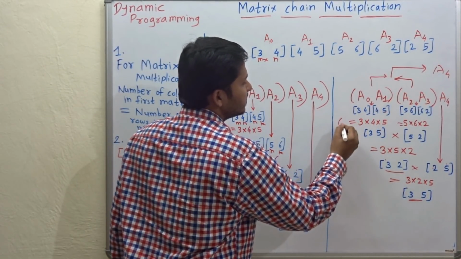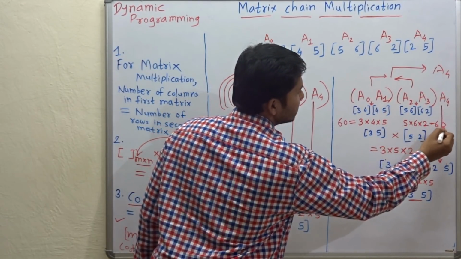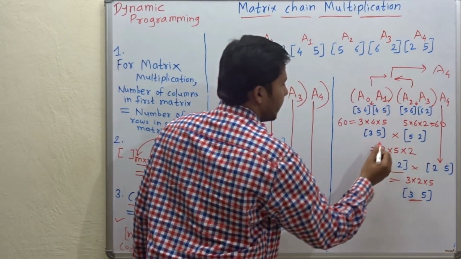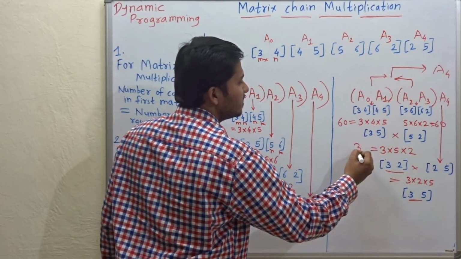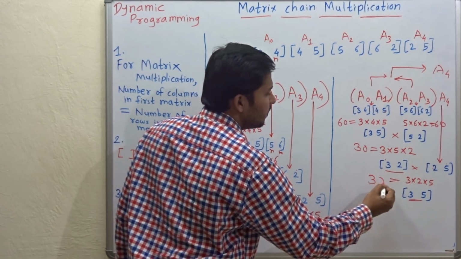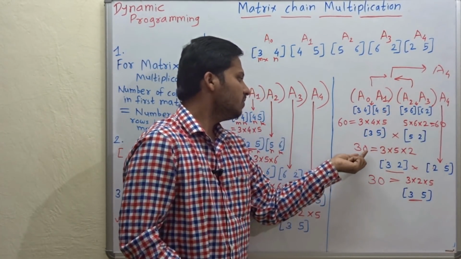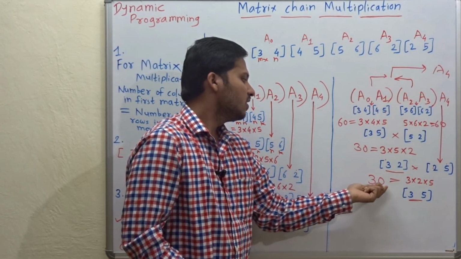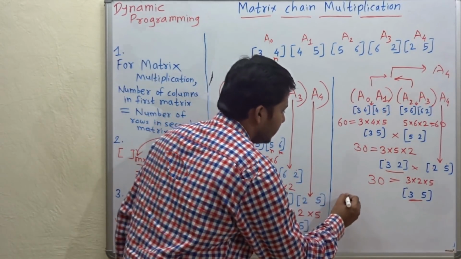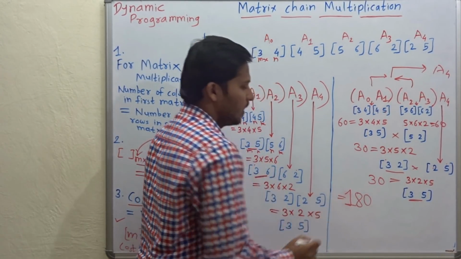So it is 60, and here 5 into 6 into 2, this is also 60. Then 3 into 5 into 2, this is 30, and 3 into 2 into 5, this is also 30. So what is the total? See, 60 plus 60 is 120, plus 30 is 150, plus 30 is 180. So 180 is the total cost.